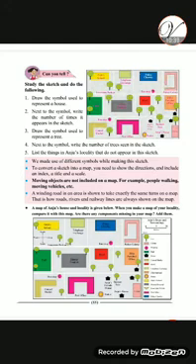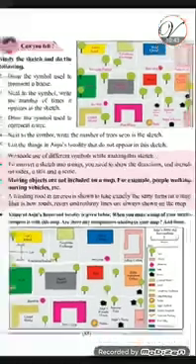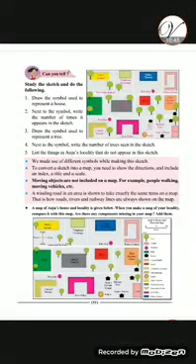Now students, a map of Anju's house and locality is given here. See here. This is the map of Anju's house and locality. When you make a map of your locality, first you have to find out how many things are in your area, then make a list, then make a sketch, and then make a map of your own area.